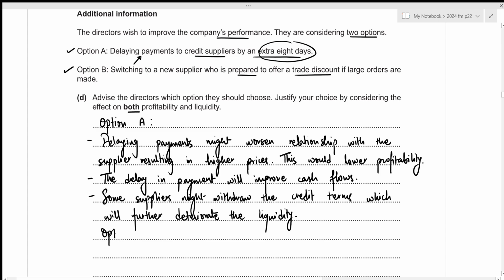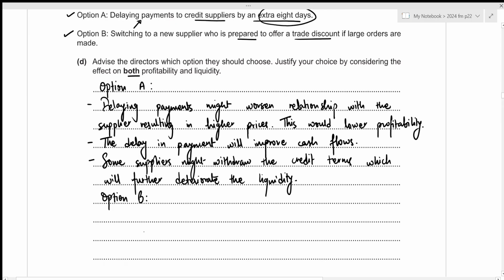Now we can move towards the comments on option B. For option B, we are switching to a new supplier. Since this is a new supplier, we can always question the reliability. Because if the supplier is not reliable, meaning that if the supplier does not provide us with timely deliveries, then it might result in possible reduction in profits.